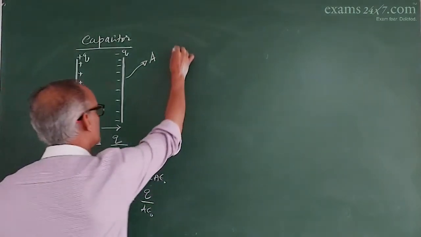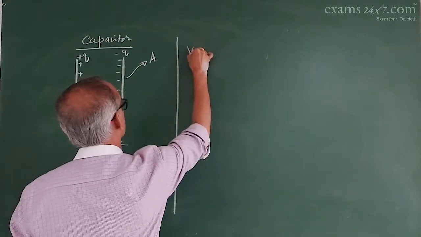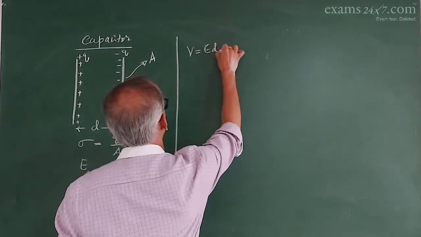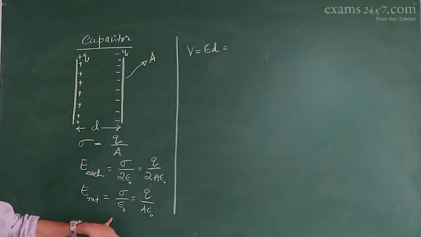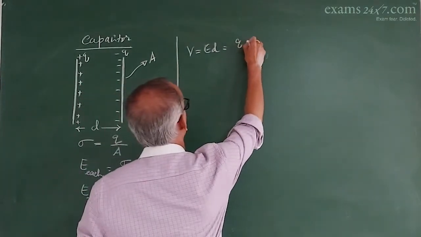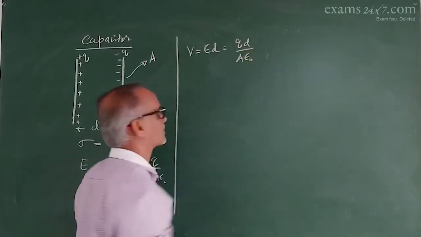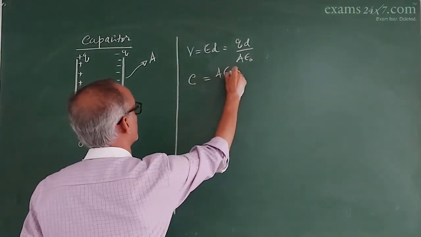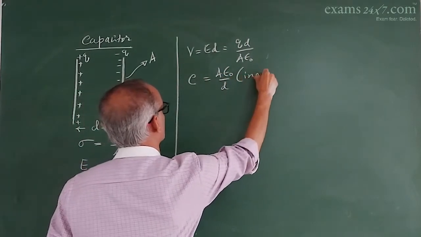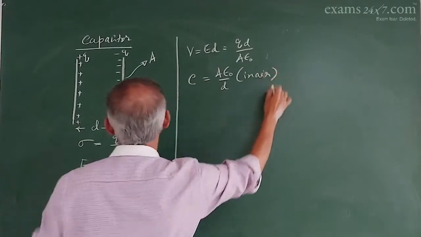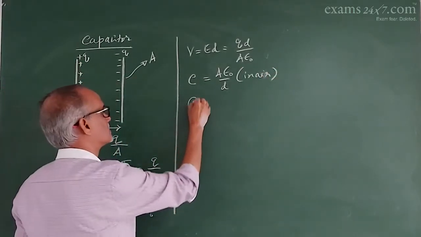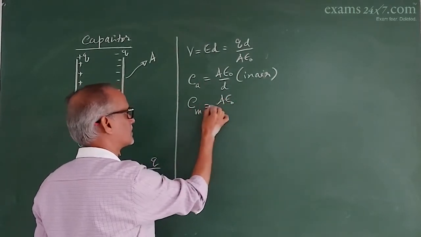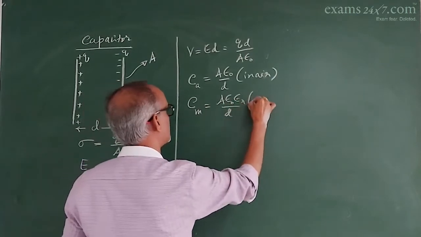And because of this field, a potential difference is created between the plates, which is given by V is equal to E into d. And E here is Q by A epsilon naught. So therefore, we get V equal to Q d by A epsilon naught. Based on this, we can find the capacity, C is equal to A epsilon naught by d. That's with air as the dielectric in between, C air. And then C medium, in a medium, C is equal to A epsilon naught epsilon R by d. So that's in a medium.